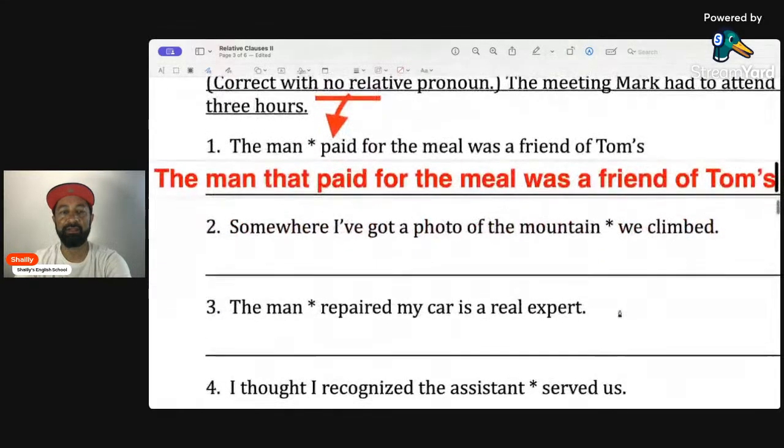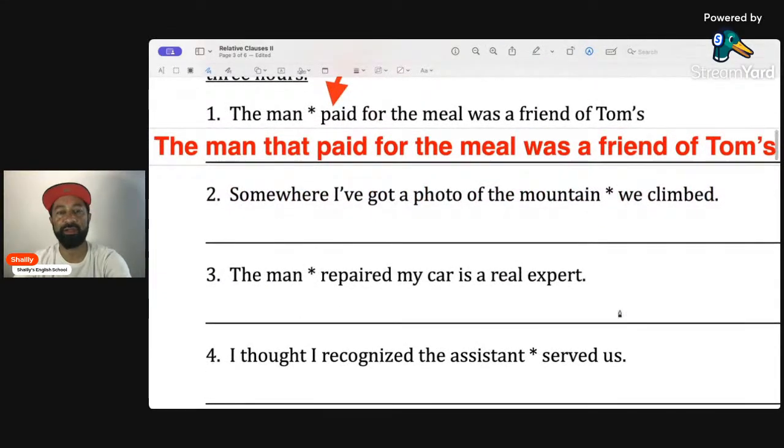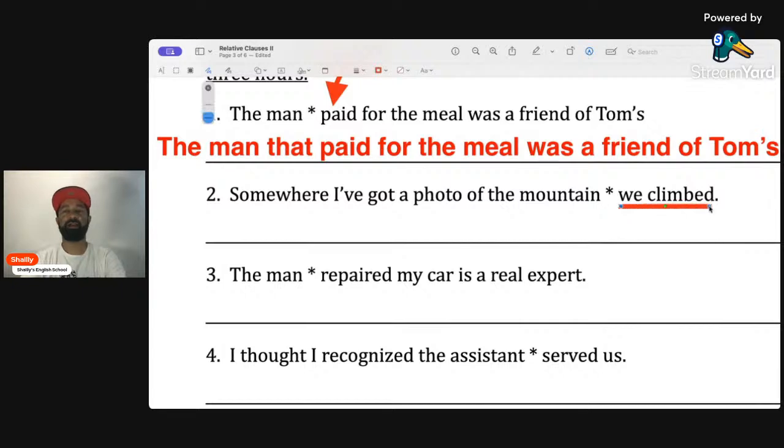All right, next, let's look at number 2. I'll leave number 1 on the screen. Number 2 says, "somewhere I've got a photo of the mountain," and then we either put a relative pronoun here or we don't, "we climbed." Okay, so if you notice, we've got subject verb, subject verb, that means it's not necessary. We don't need the relative pronoun. Somewhere I've got a photo of the mountain we climbed.